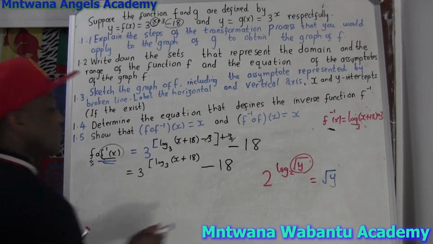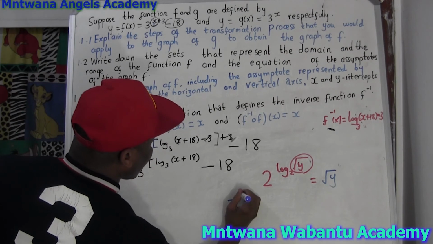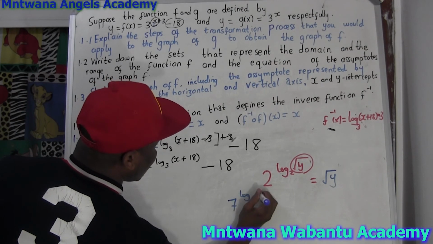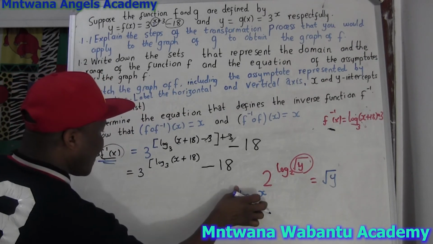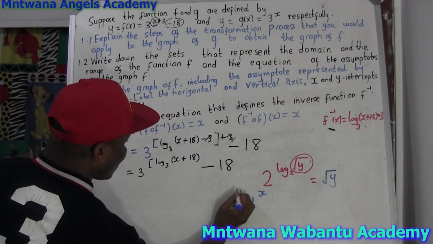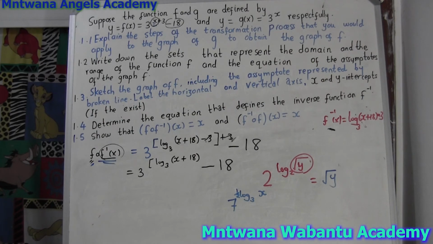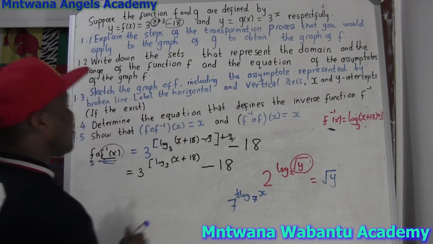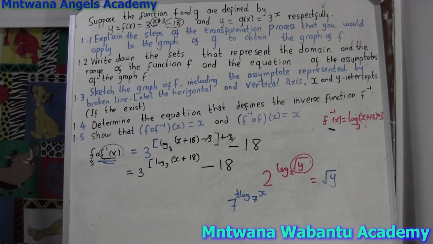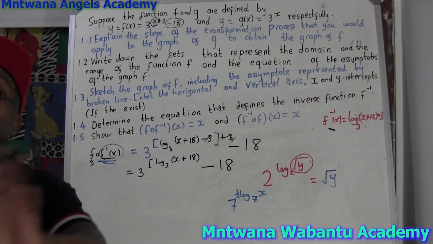Okay, come with me. How if it's like this? Let's say 7 to the power of log base 3 of x to the power of 2. How are we going to do all this here? A half. What about this one? No, let's put 7 here, and this is half. Can this equal x? No, it cannot be equal to x.